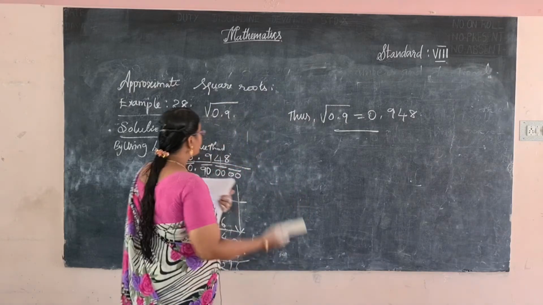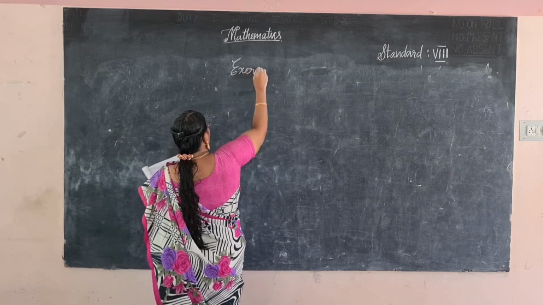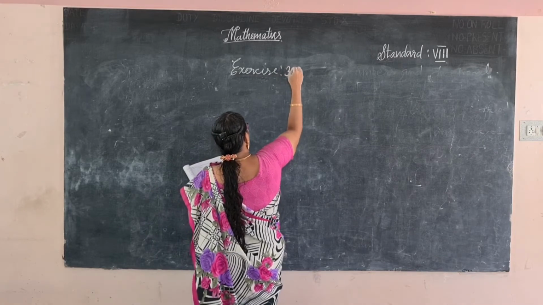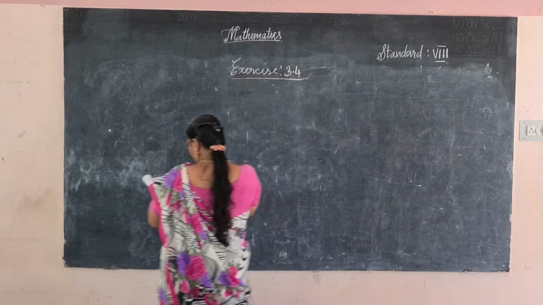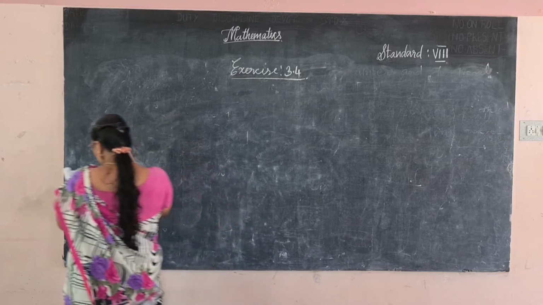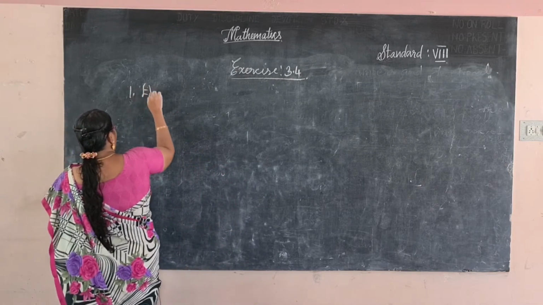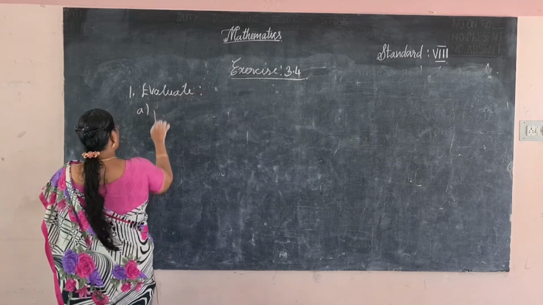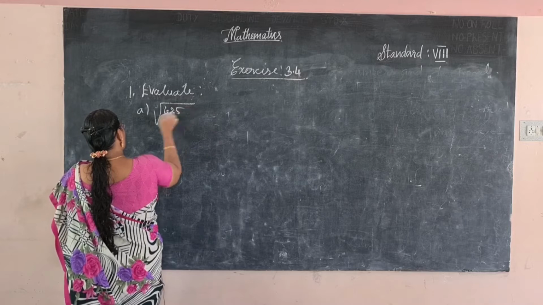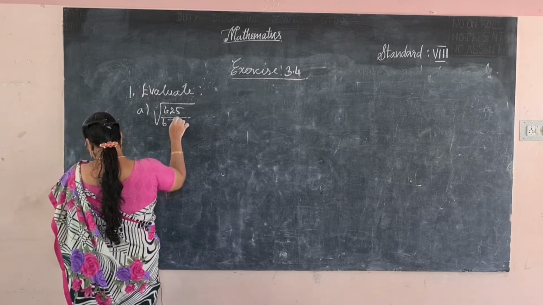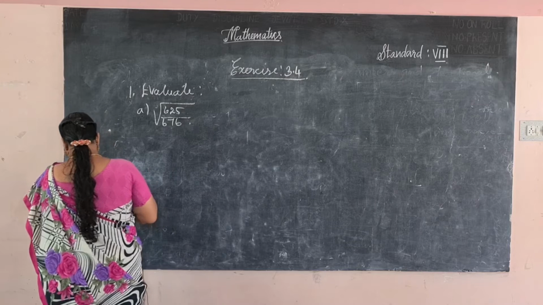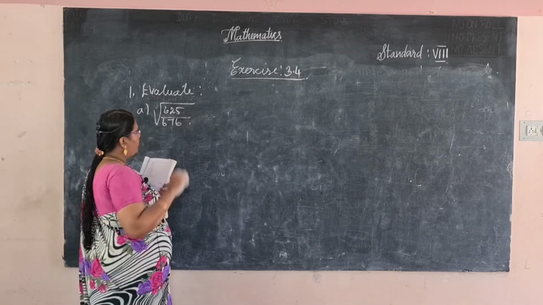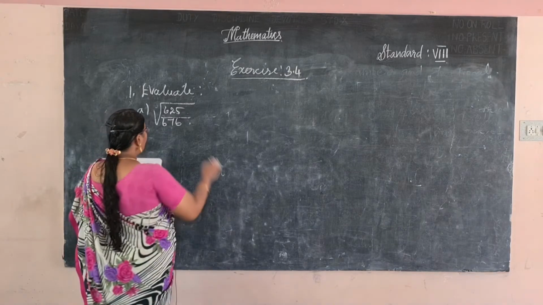exercise 3.4. The first one, evaluate square root of 625 by 676. Okay, so how to find out? It's a fraction. Okay, the square root of a fraction is given, so how to write?